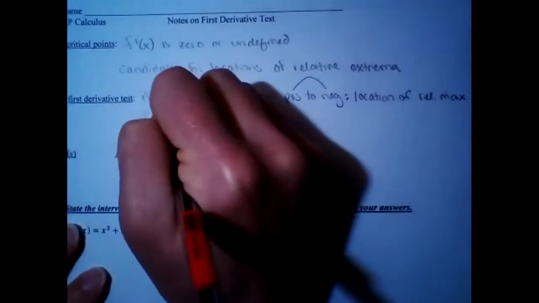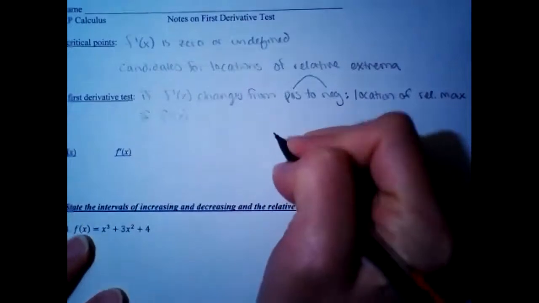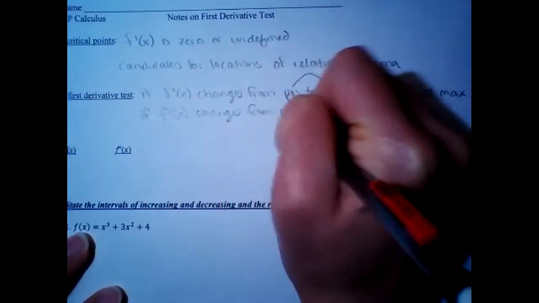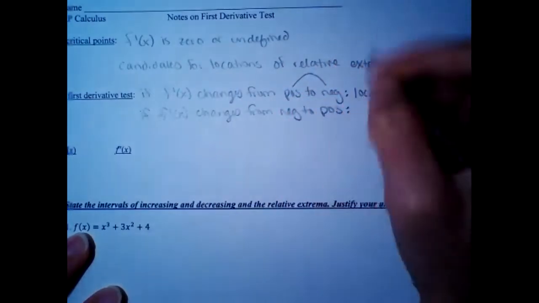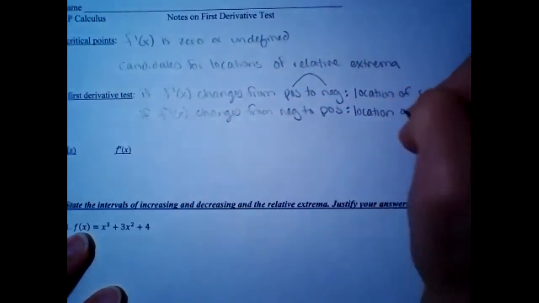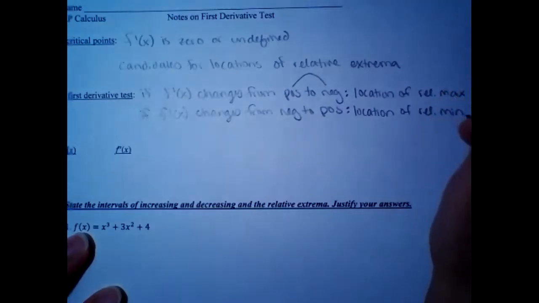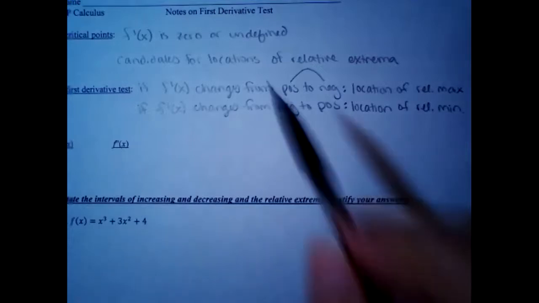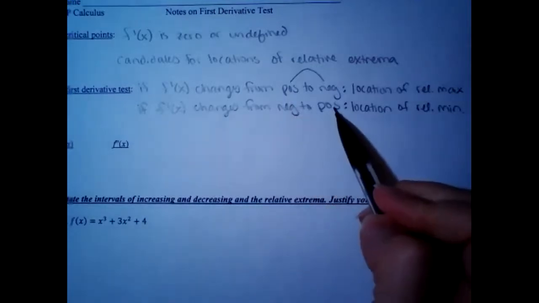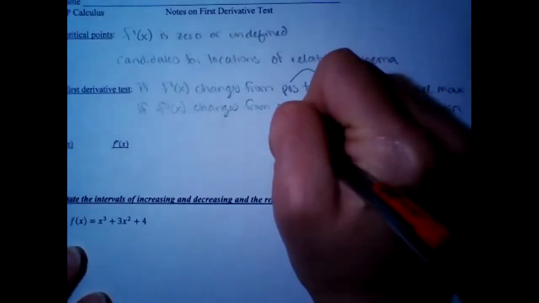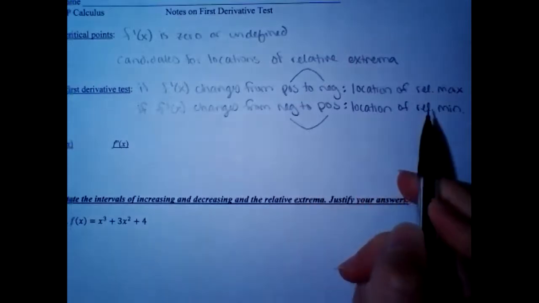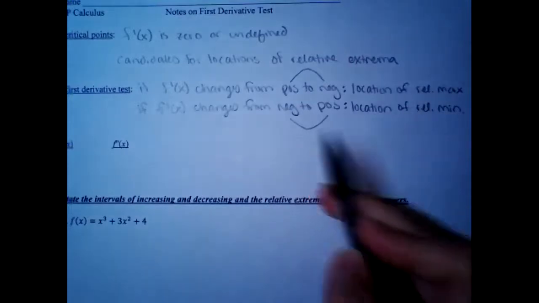And so then I call this the sibling statement. It's the exact opposite statement. If f prime, so if your derivative changes from negative to positive, then that critical point is the location of a relative minimum. So again, remember the highlighting that we did, where the function was decreasing, the derivative was negative, and where the function was increasing, the derivative was positive. So this means your graph changed from decreasing to increasing, and so you get a low point. That's why you have a relative minimum at that location.